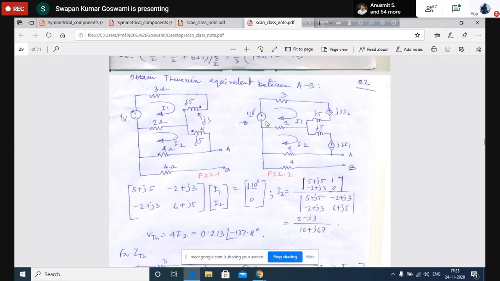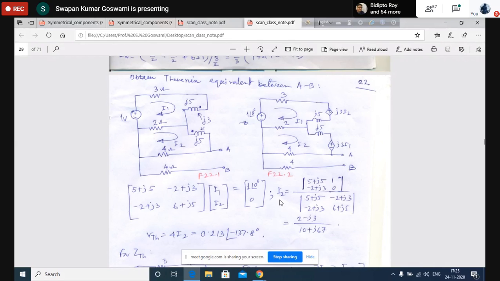source here, this source here, this source here, now you write the loop equation in matrix vector form. This is the equation written. Once this equation is written, you can find out this current I2. So you can easily do this. You know how to write the equation, and you also know how to solve the equation.